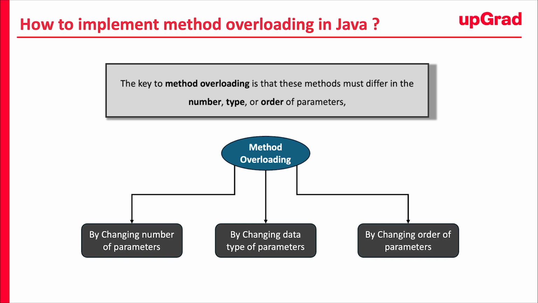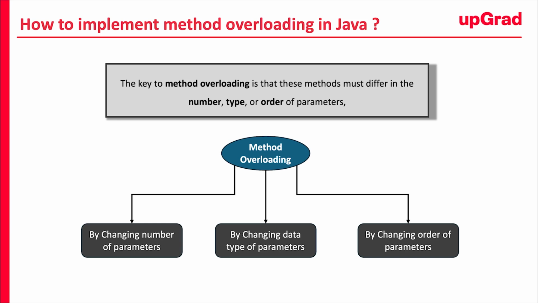Alright. So let's just go ahead and understand each one of them. So basically you can achieve method overloading by all three of these steps, but it's up to you. Now we will understand each of these method overloading steps, how you can achieve that. For example, the first one is by changing the number of parameters.